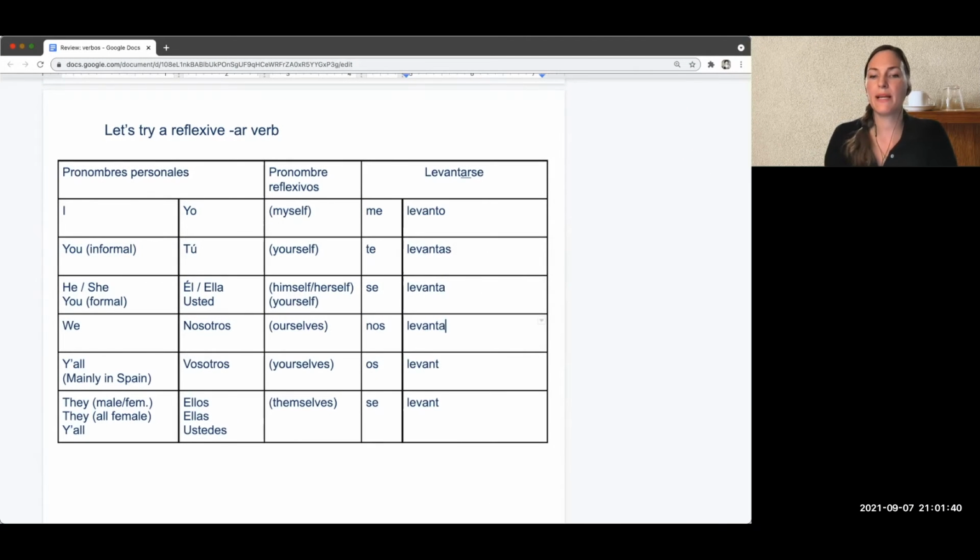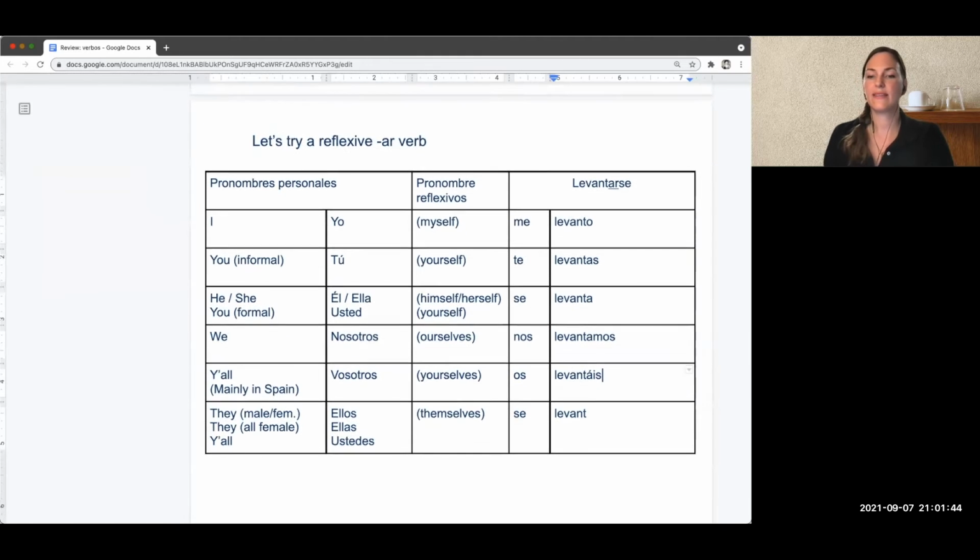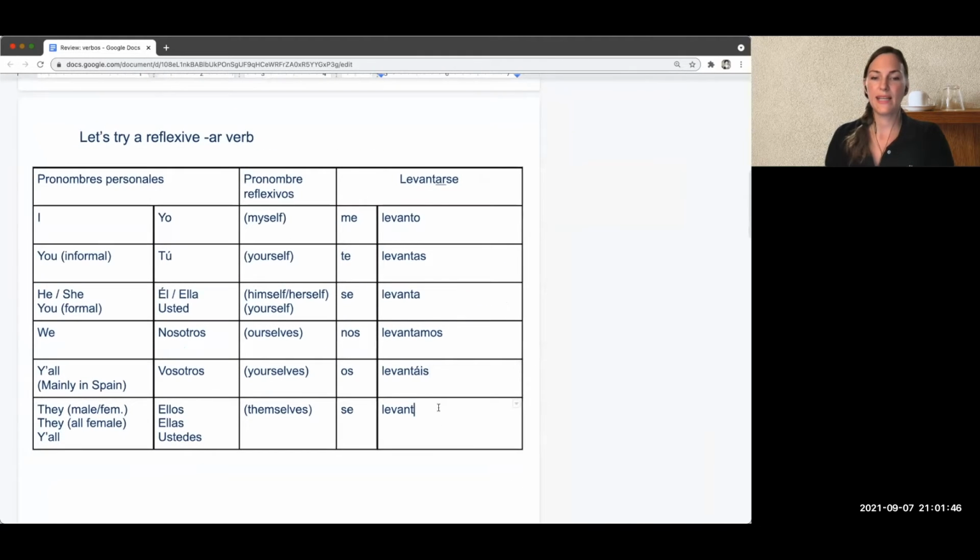Levanta, levantamos, levantáis, levantan. Okay, all the they and y'all forms have an N on the end. All the tú forms have an S. All the he, she, and you formals have no N, no S.